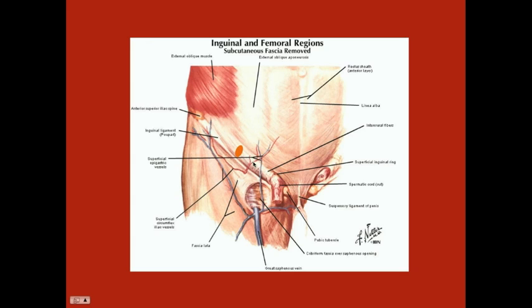Now, as you go towards the exit, it is anterior and medial. So you're kind of coming at an oblique angle here. This is posterior and lateral. This is anterior and medial. And you wind up here at your superficial inguinal ring, and this is where everything exits.